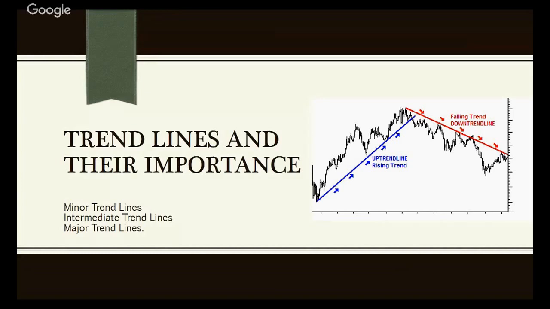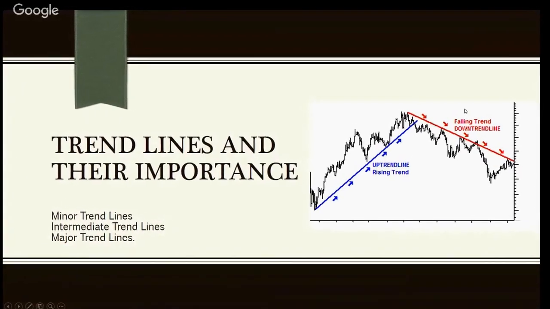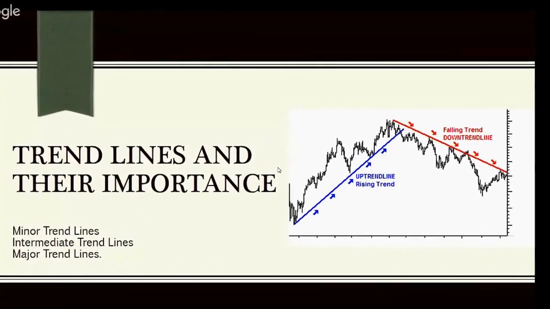This is my first lesson ever, and we're going to be talking about trend lines and their importance. We have three types of trend lines: the minor trend lines, the intermediate trend lines, and the major trend lines. So let's dive in and see their characteristics.